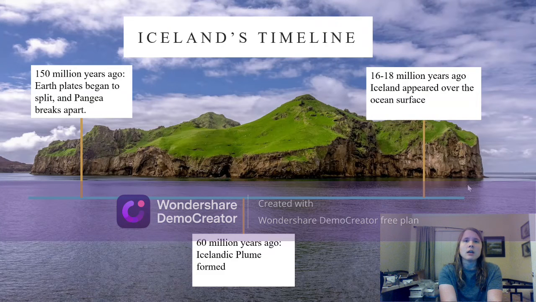A quick timeline of Iceland's formation. 150 million years ago, Pangaea, which is a supercontinent, began to break apart due to Earth's plates beginning to split. We are not sure of the exact time of Iceland's appearance, but it was around 16 to 18 million years ago.